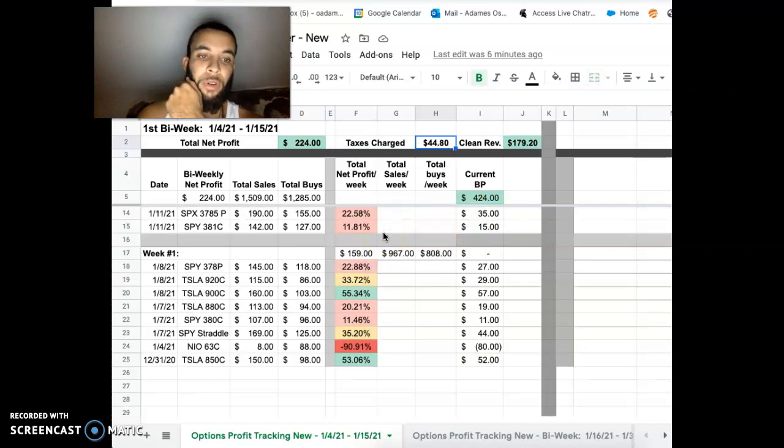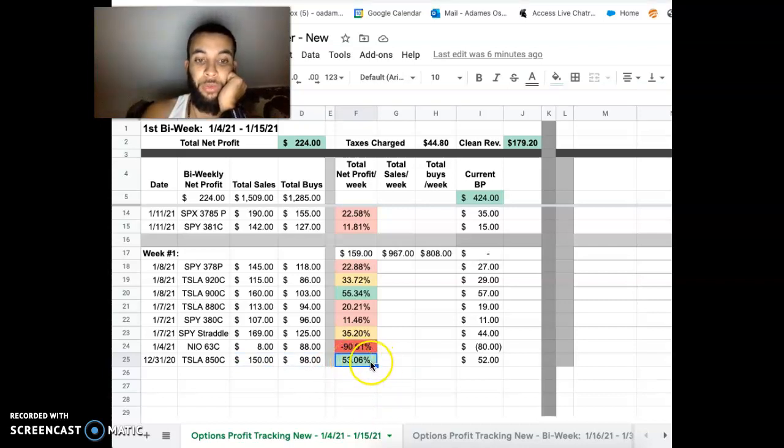So the way that this works is you put in how much you spent on the option, whatever your buy was. So for example, here on December 31st before the new year, I bought a Tesla call for 850, and I bought it for $98, so 0.98, as you guys know in the option world. And I sold it for 1.50, which was $150. So in this play, I made 53%. This was calculated right away from the formulas.